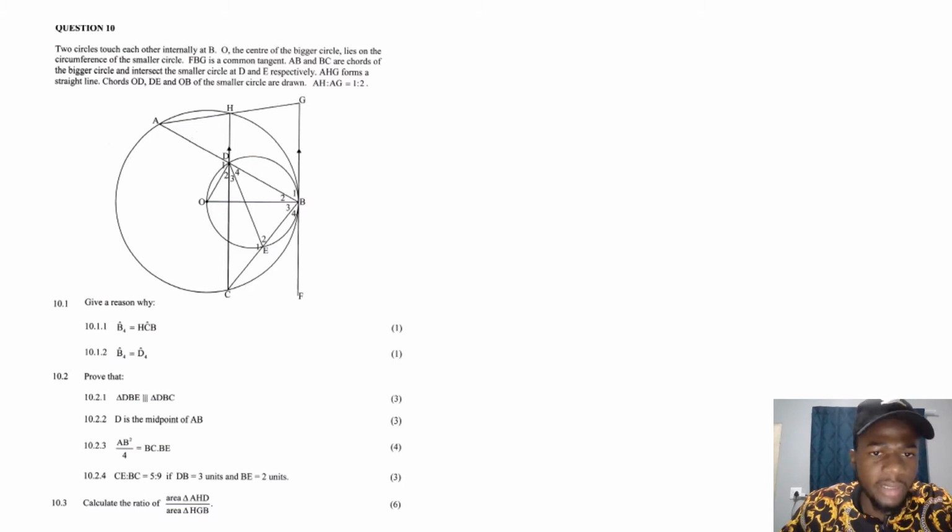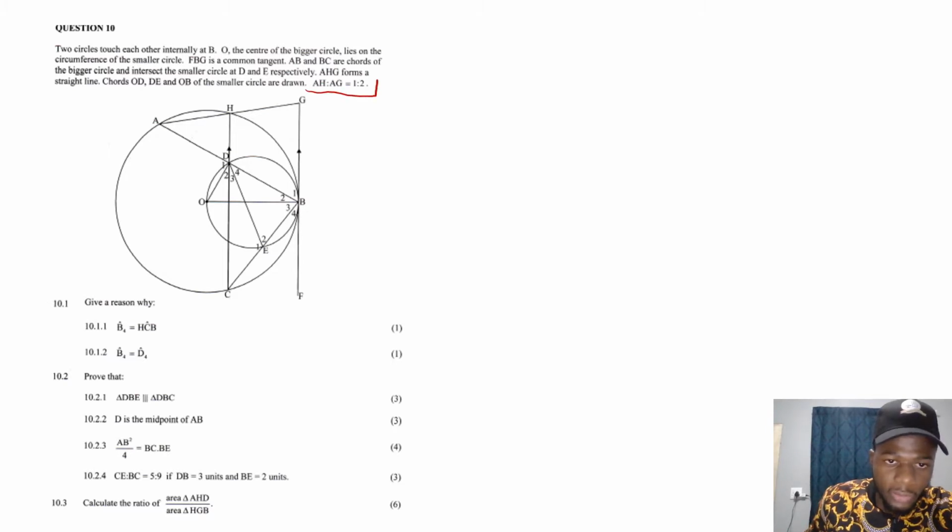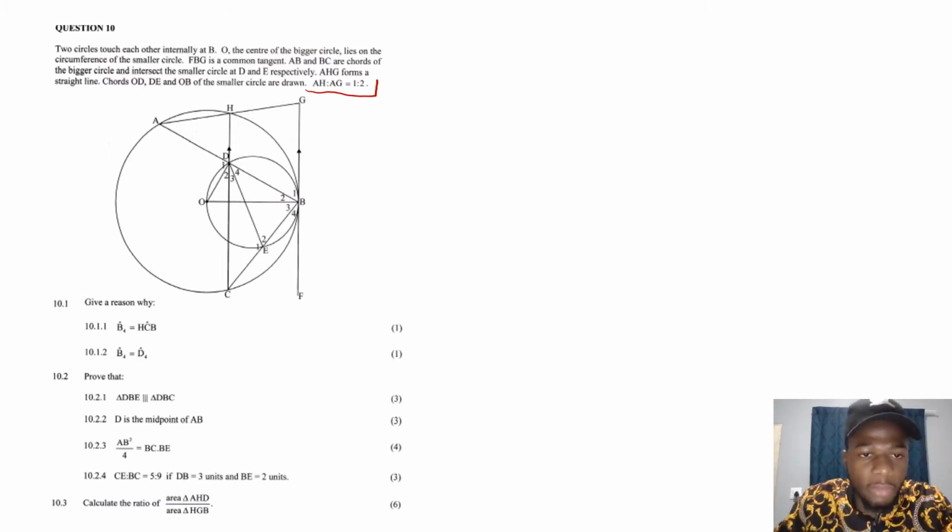And then they're talking about the chord. That's useless information. So let's read the last statement. They say AH is to AG equals 1 is to 2. Yeah, that is one of the important pieces of information. So let's go to the questions. Firstly, when you're answering Euclidean geometry, you must first read the given information. Don't jump to questions without reading the information above.